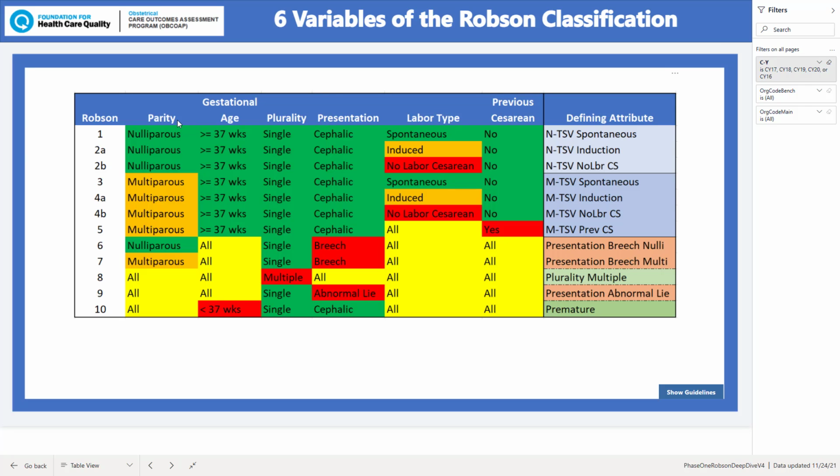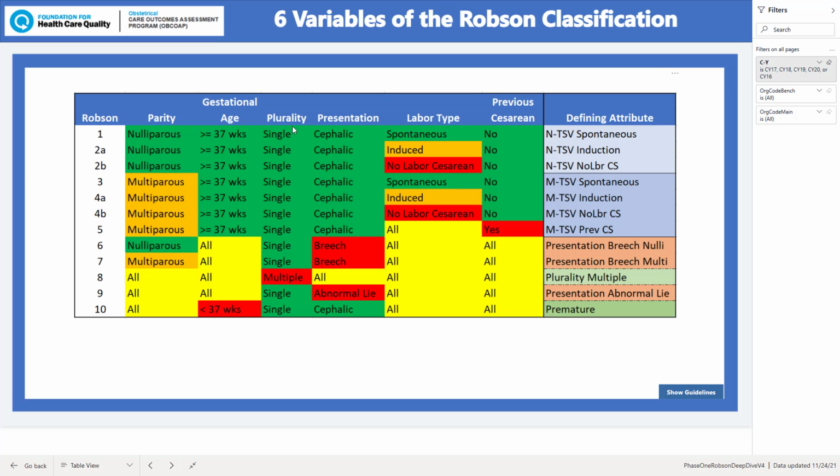Parity indicates the number of times that a woman has given birth. Nulliparous means has not given birth before. Multiparous means has given birth before. The second factor, gestational age, indicates a mature or term delivery greater than or equal to 37 weeks, or a premature delivery less than 37 weeks.